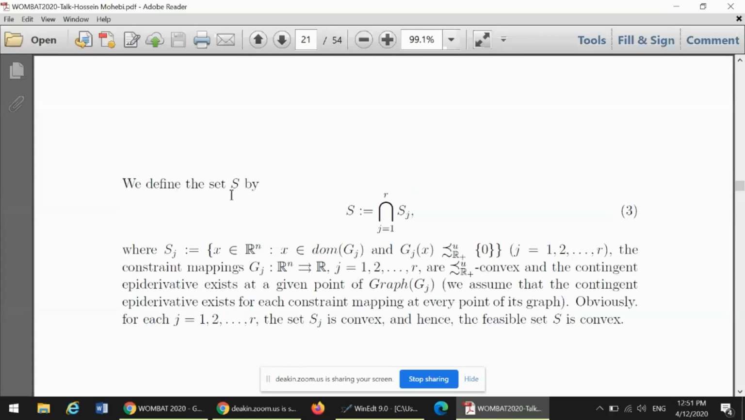Now let S, the feasible set, be equal to the intersection of Sj. Sj is a constant set, and the mapping is the constant mapping Gj from Rn to R, convex with respect to the upper set-less order relation, and we assume that the cotangent epiderivative exists for each constraint mapping at every point of its graph. In fact, each Sj is convex, and so the feasible set S is also convex.